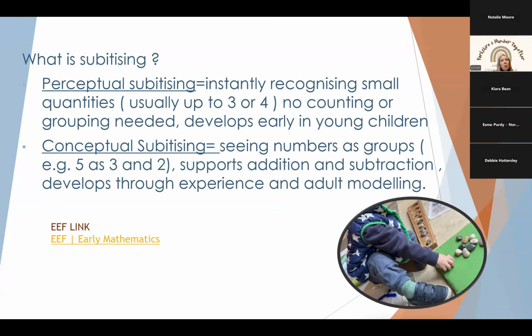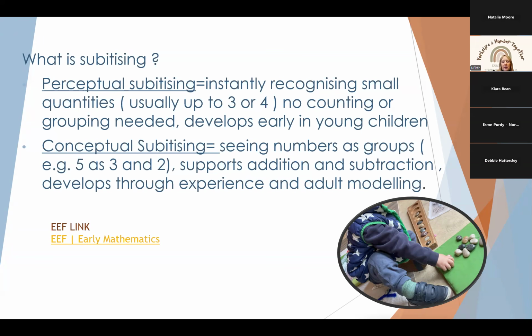1, 2, and 3. 1 sometimes is just what we need to be working at, and that is absolutely fine. You know your children, we know our children, you know where they are and what you can challenge, or where you need to work a little bit more to get those solid foundations set. So perceptual subitizing is instantly recognizing small quantities, no counting, just looking and seeing visually. And then the conceptual is seeing numbers as groups.